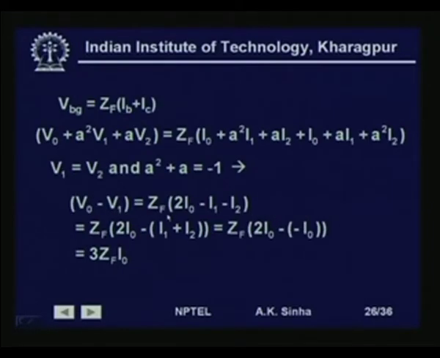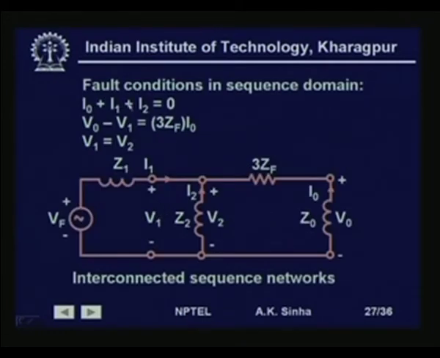So, these are the conditions that we have got, which tell us the sequence network connections are going to be like this. This is the positive sequence network, Vf is the voltage source, Z1 is the impedance, and V1 is the voltage between the fault point and the reference. We have the negative sequence network, which is only having Z2, no source, and the voltage across this is equal to V2. So, V1 is equal to V2. So, this will be connected across this, and then we have this value V1.